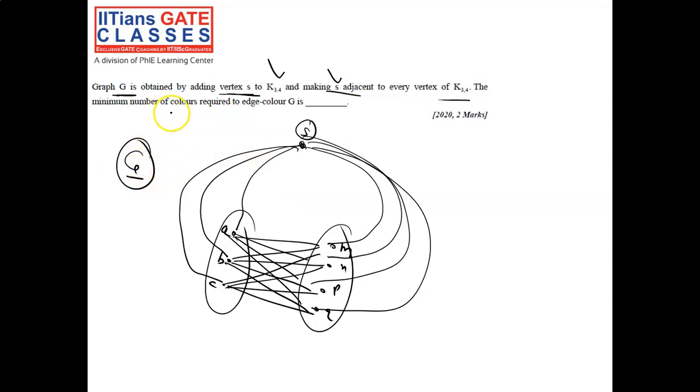Now he is asking what is the minimum number of colors required to edge color this graph. So he is asking the edge coloring number, how many minimum colors we require to edge color this graph. What is edge coloring? If you have a graph, edge coloring means you are giving colors to the edges. For example, let's assume this edge I give color red. Then remember, because I have given this edge the color red, this edge cannot be given red color. Similarly, this edge cannot be given red color.